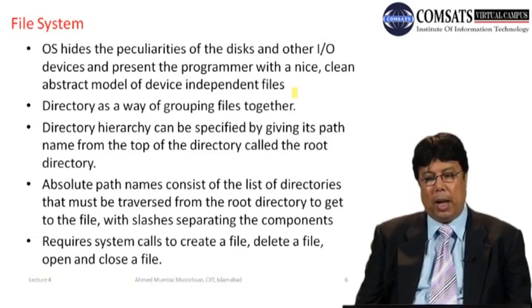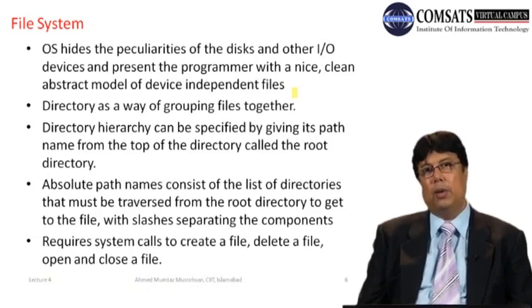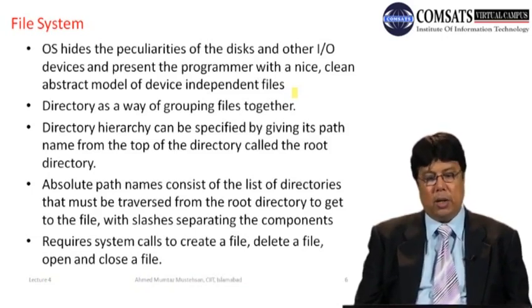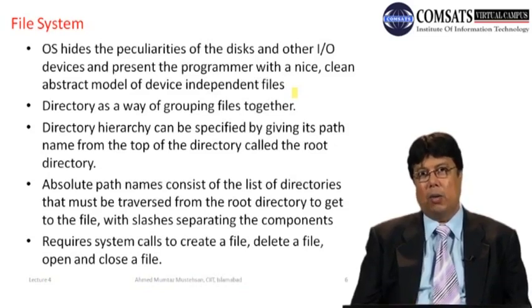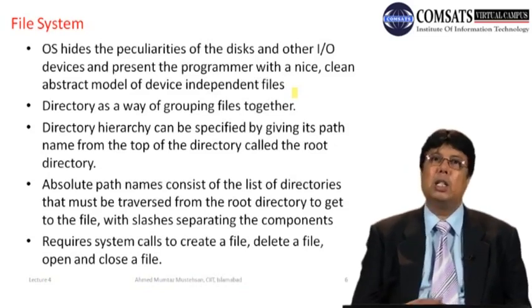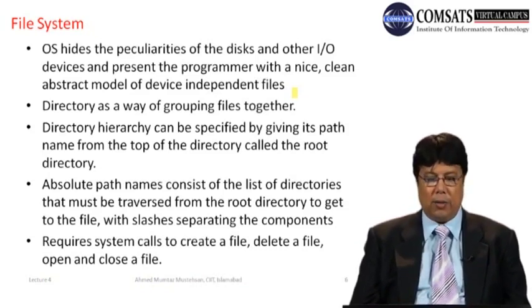So the absolute path name consists of the sequence of directories that must be traversed from the root directory to get to that particular file. Traverse किसे कहते हैं? Access करने को कहते हैं. किसी sequence में किसी चीज को access करना, it is called traverse.